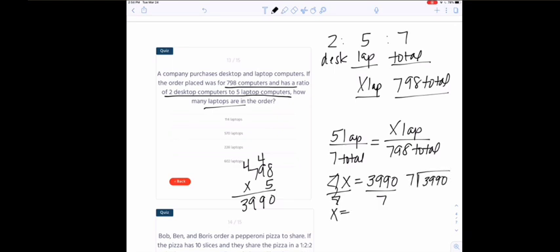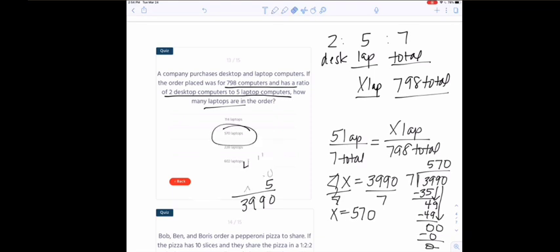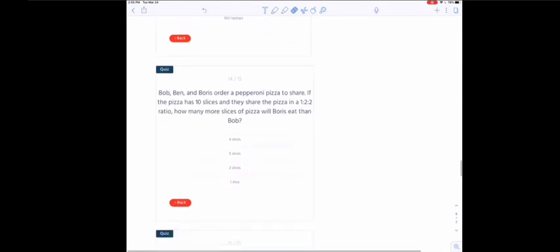So 7 into 3990. 7 goes into 39. Well, 7 times 5 is 35. And 7 times 6 is 42. 42 is too big, so we're going to stick with 35. So 7 times 5, 35. 39 minus 35 is 4. Bring down the 9. 7 goes into 49 7 times. 7 times 7 is 49. 49 minus 49 is 0. But we're not done. We still have a 0 to bring down. 7 goes into 0 0 times. 7 times 0 is 0. And now we're done. 570 laptops. Awesome. Now we're going to do number 14.